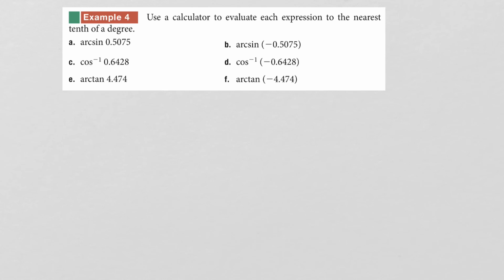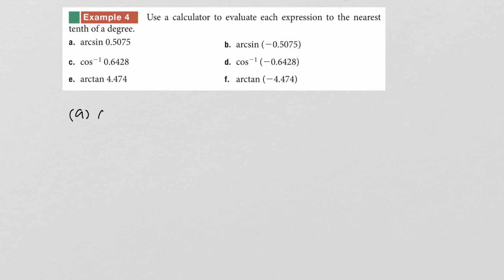All right, this next example is relatively simple. It says use a calculator to evaluate each expression to the nearest tenth of a degree. So to do this, you simply have to plug it into your calculator. Now, they can ask you for these in either degrees or radians. In this one, they ask for it in degrees. So for that, you want to make sure your calculator is in degree mode. And all you have to do basically is type these in.